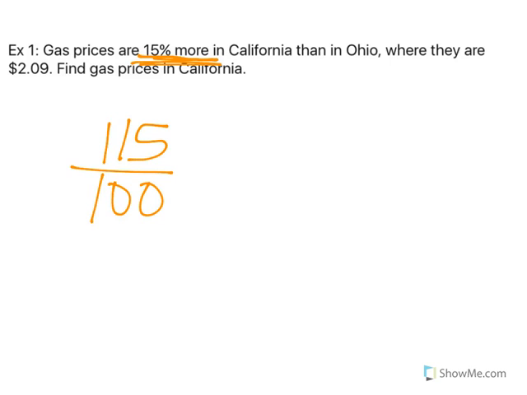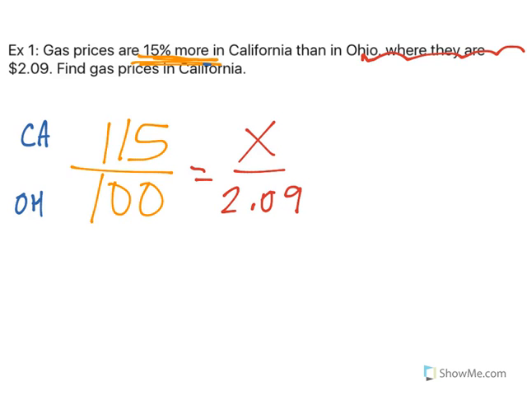Now, who's more expensive, California or Ohio? Well, they're 15% more in California. So California is the more expensive, Ohio is less. I say more expensive because 115 is greater than 100. So my other half of my proportion, this says in Ohio, where they are 2.09. That means Ohio is 2.09. Find the gas prices in California.